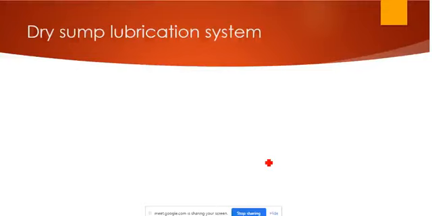We are going to see about the dry sump lubrication system, because what is the difference between wet sump and dry sump? Sump, we all know what a sump is. Sump is the place at the bottom of the engine where the oil gets collected. Each and every engine, even our bike engines and car engines, has a place at the bottom.